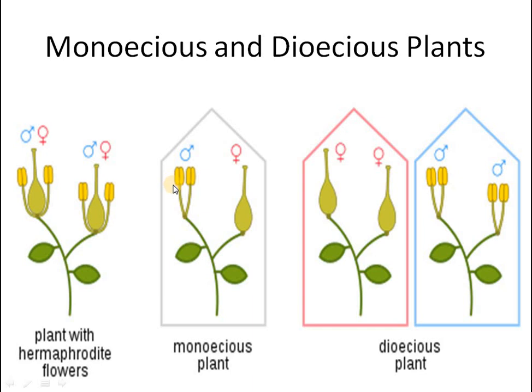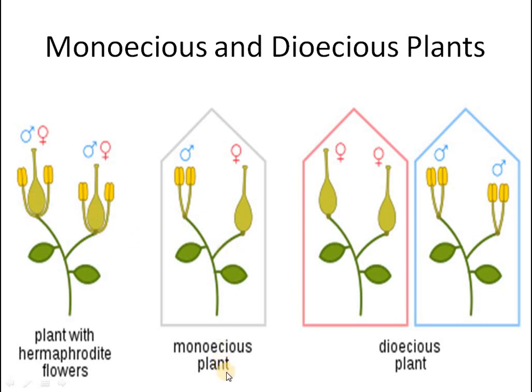In this diagram also, I have tried to explain these two terms. Hermaphrodite flowers mean bisexual flowers. If you can see the structure of these flowers, both contain both the reproductive organs, male and female. Both gynoecium and androecium are present on the flowers. Both of these flowers are called bisexual flowers or hermaphrodite flowers.